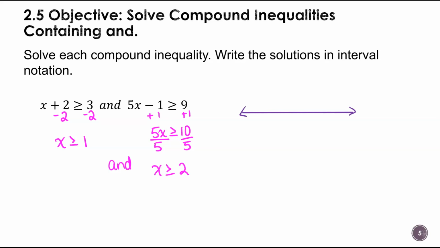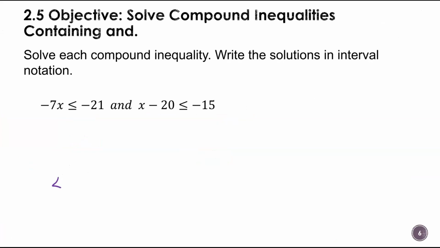Okay, so x is greater than or equal to 1. So that's going that direction. And my second one is x is greater than or equal to 2. So we're going this direction. So you see that the intersection starts at 2, and my solution in interval notation, my solution set, is 2 to infinity. And that's it.